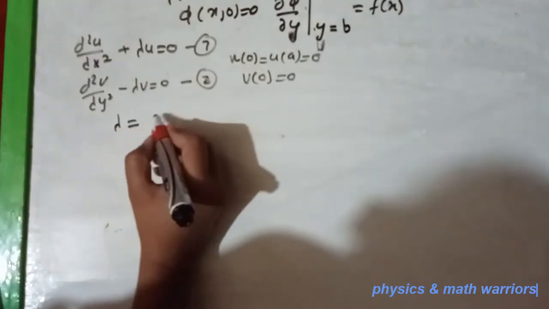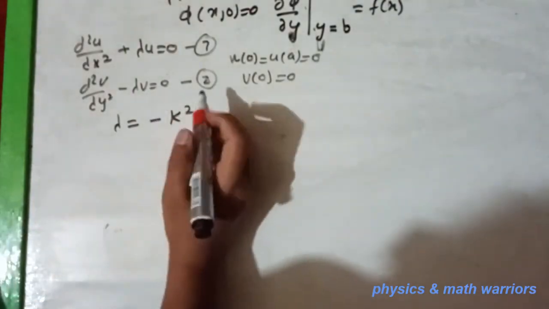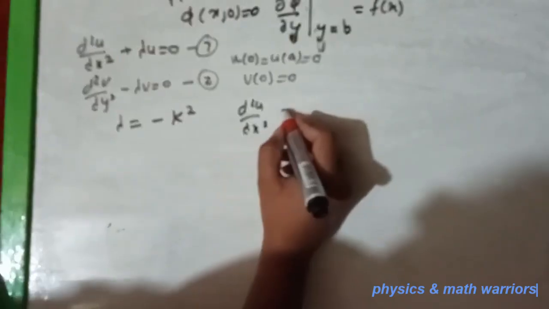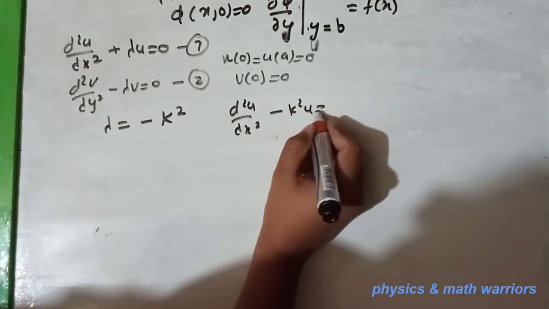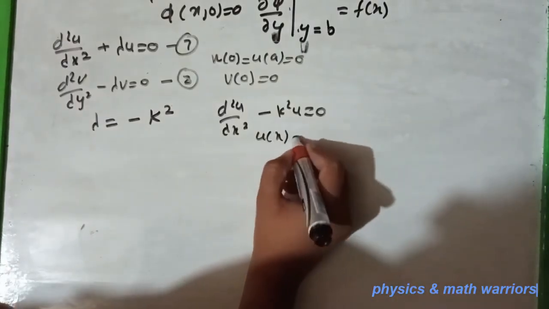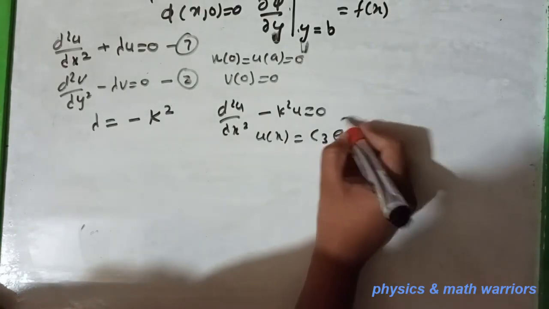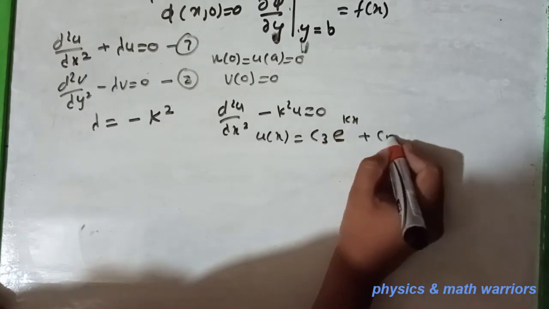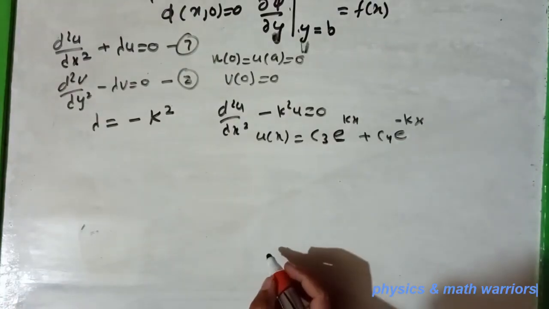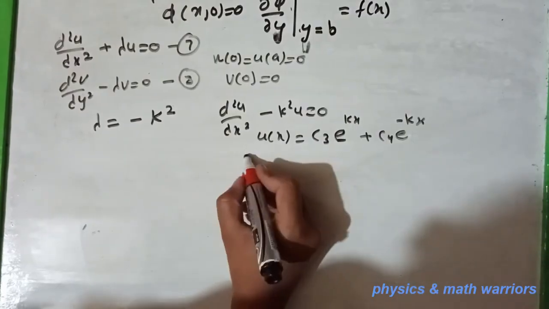If lambda is equal to minus k square, then equation 7 becomes d square u over dx square minus k square u is equal to 0, and the solution of this equation is u of x is equal to c3 exponent kx plus c4 exponent minus kx. Now we'll use boundary condition to find the value of c3 and c4.